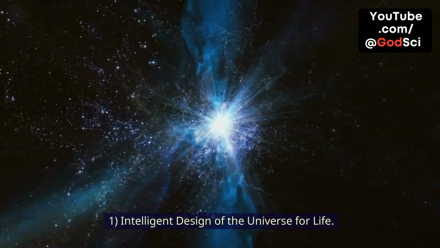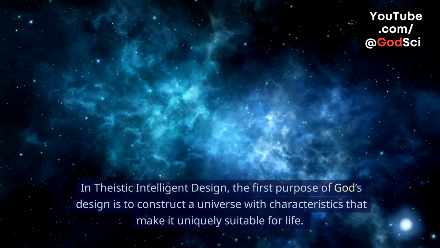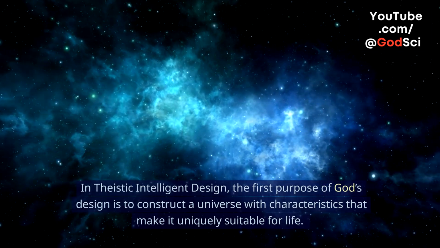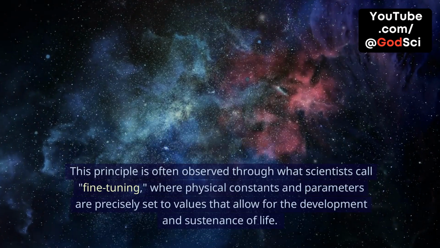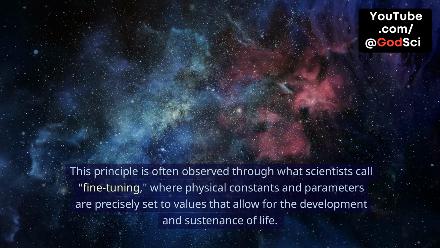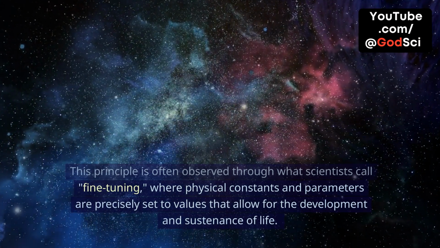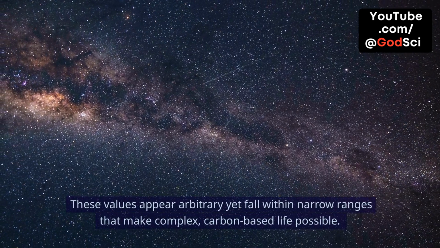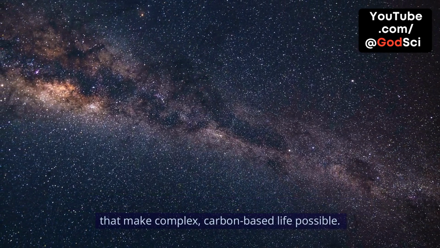1. Intelligent design of the universe for life. In theistic intelligent design, the first purpose of God's design is to construct a universe with characteristics that make it uniquely suitable for life. This principle is often observed through what scientists call fine-tuning, where physical constants and parameters are precisely set to values that allow for the development and sustenance of life. These values appear arbitrary yet fall within narrow ranges that make complex, carbon-based life possible.